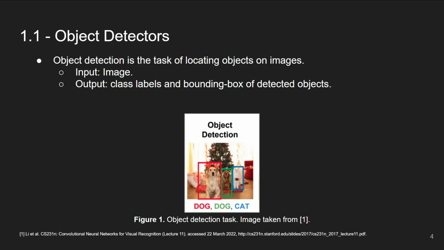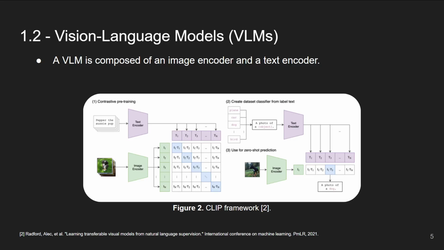Object detection is the task of locating objects in an image. We receive as input the image, and we have as output the class labels and the bounding boxes of the detected objects. A visual language model is a model composed of an image encoder and a text encoder, and used for different tasks like zero-shot prediction.